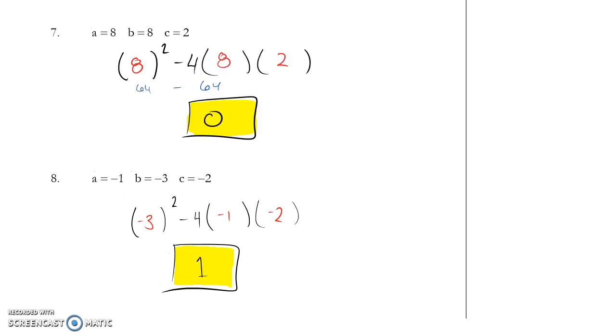And for number 8, we get 1. -3 squared minus 4 times -1 times -2 is positive 1. More to come on this stuff as we get into class, and we will be using both of these skills quite a bit for this chapter.